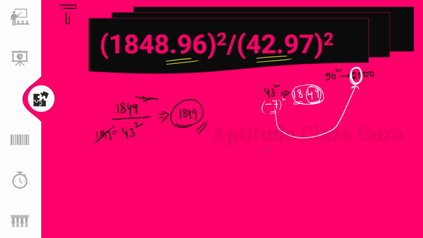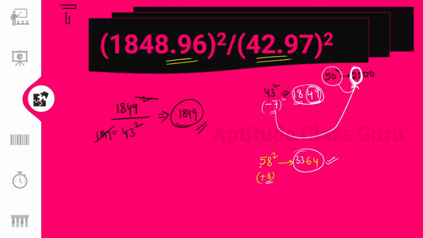For example, if you want to find a random number like 58 square, how can we do that? It is an additional 8. What is 8 square? 64. And 25 plus 8, the answer is 33. So 58 square is simply 3364, that's it. If you know the square of 50, that is 25, you can find all the remaining numbers near 50.